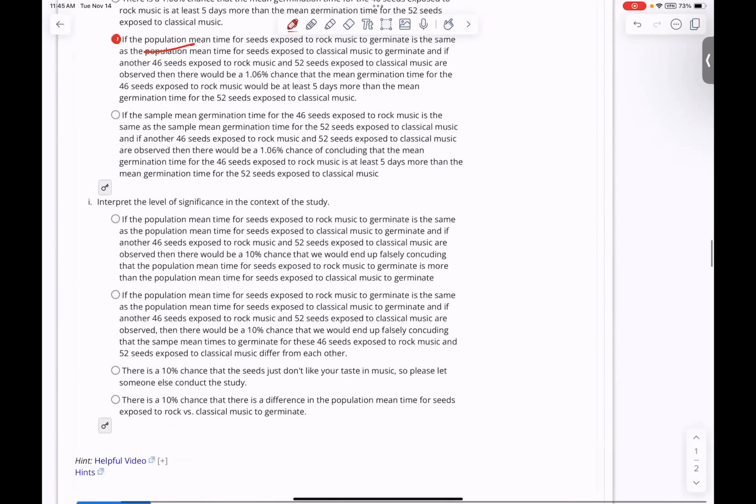All right, so our level of significance, alpha, was 0.1, which is 10%. And this is the probability of a type 1 error, that we reject the null when it's true, which means we accept the alternative when it's false. So we would accept that the time it takes for the rock music seeds to germinate is longer than the classical music seeds, and that's not the case.